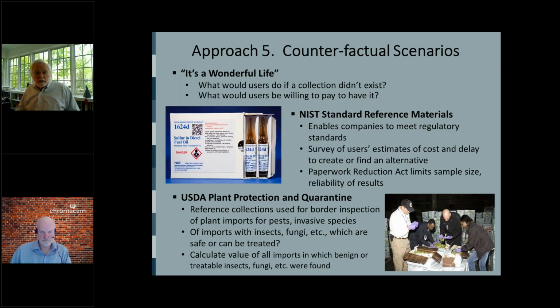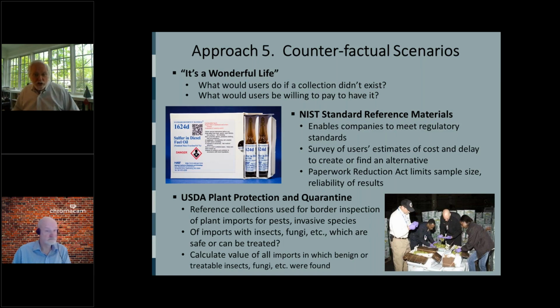There is a federal regulatory definition of peanut butter and limits of sugar and all sorts of things, and you have to buy the NIST peanut butter samples to calibrate your instrument. If you sold peanut butter, how would you meet the federal standard if you didn't have the NIST collection to buy? And they do it by a survey. They just go out and ask users, how much delay, how much money, what kind of workaround would you have had to use to come up with a way to show that you comply with federal standards?